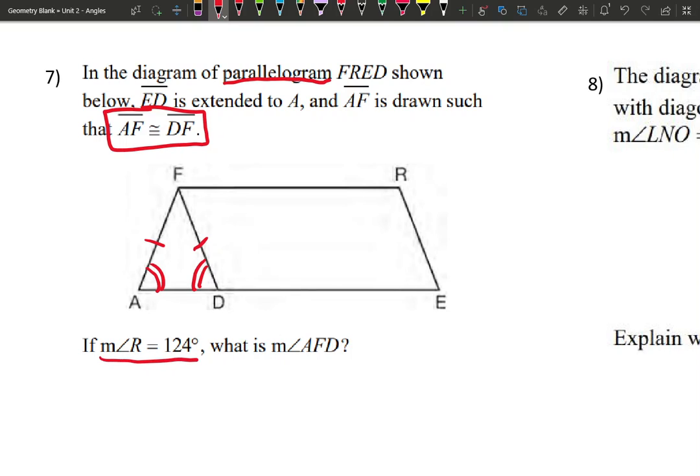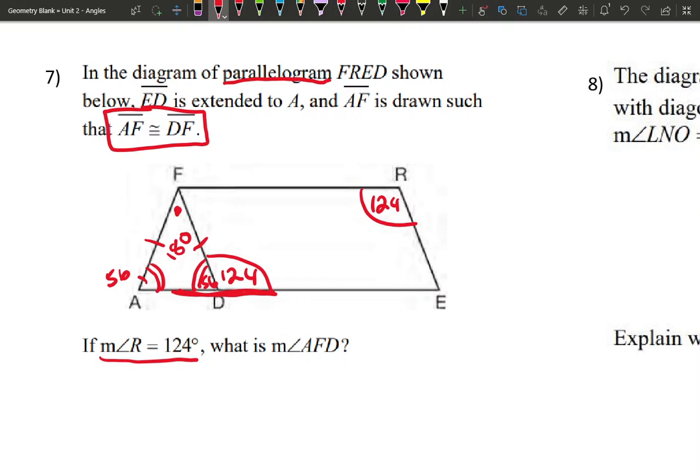If the measure of angle R is 124, so that's given to us. What is the measure of AFD? That's this angle right up here. So let's see, if this is 124, this is 124 because opposite angles in a parallelogram are congruent. So I'm looking at the straight angle. So how much is that angle right next to it? Well, we know the two angles in a straight angle must add up to 180. So 180 minus 124 is 56. So that means this little angle here is 56, which means this one too is also 56 because they are congruent. And now the three angles in this triangle must add up to 180.